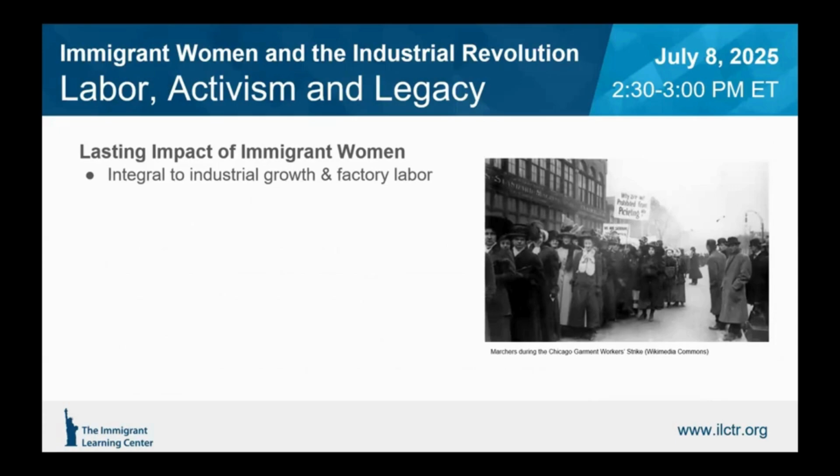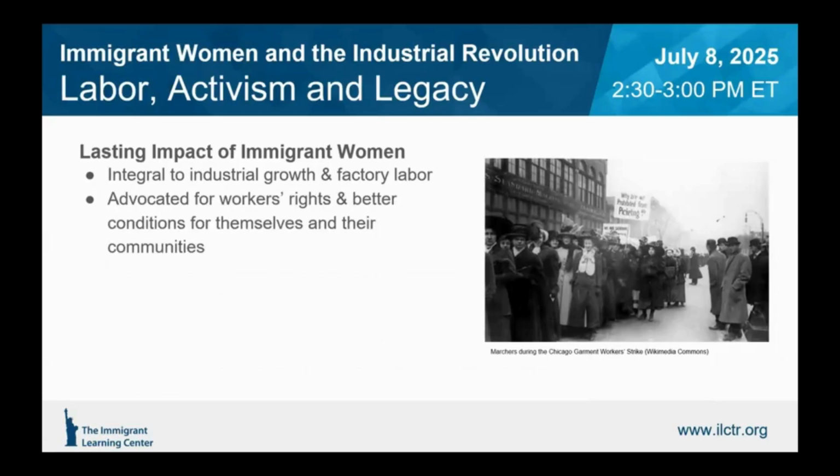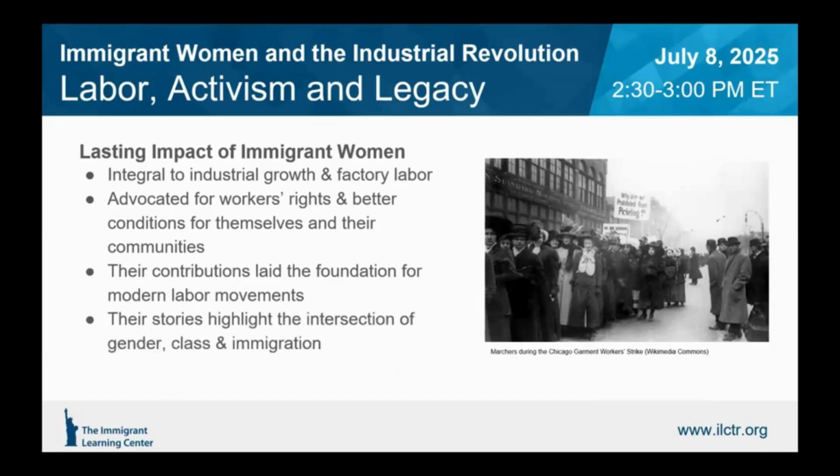Immigrant women at this time were really integral to industrial growth and factory labor. They advocated for workers' rights and better conditions for themselves and for their communities. Their contributions laid the foundation for the modern labor movements, and their stories highlight the intersection of gender, class, and immigration. There's just so much here that we can look at with our students.